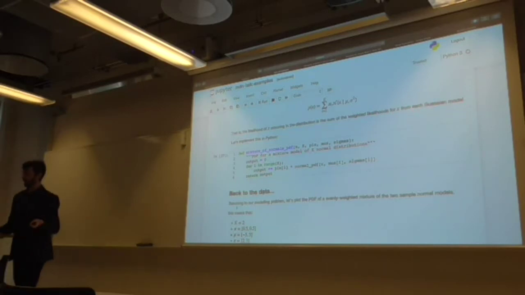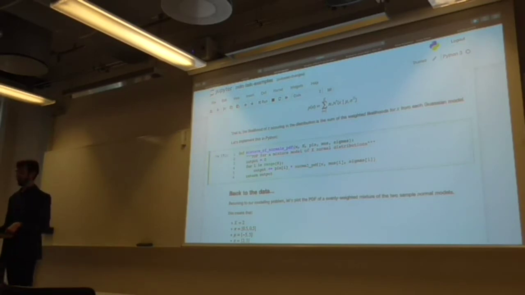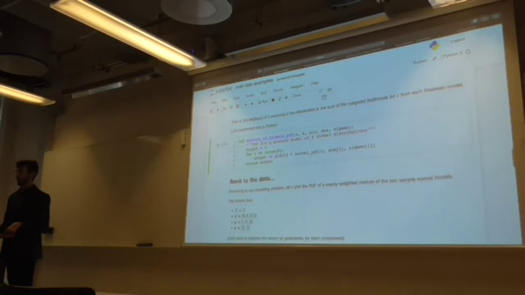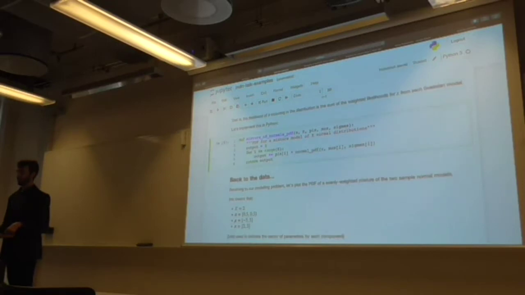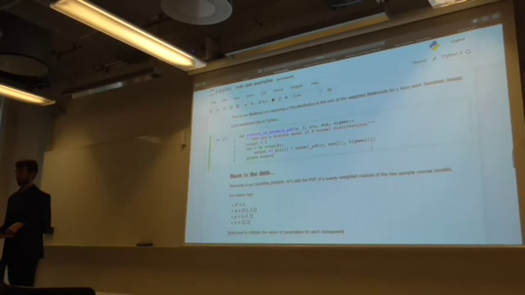So implementing this in Python, this is not too hard. I've got a function where I've got x, the value I want to draw. I'm testing to see its likelihood. I've got k, my number of distributions, a list of pi's, the weights, a list of mu's, all of the means, and a list of sigmas, all of my standard deviations. So I can just make a for loop and add up the value of pi multiplied by the normal PDF for each of those values, gives me my output.